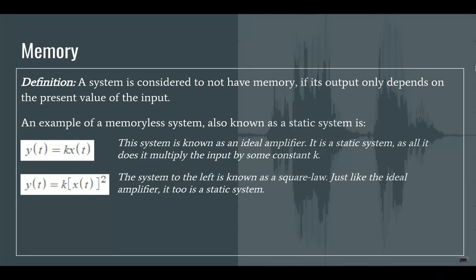A system is considered to not have memory if its output only depends on the present value of the input. Let's take a look at some examples. In the first example, we have an equation that models an ideal amplifier. It is a static system, as all it does is multiply the input by some constant k. In the second system, we have something known as a square law. Just like the amplifier, it too does not have memory, i.e., it is a static system.